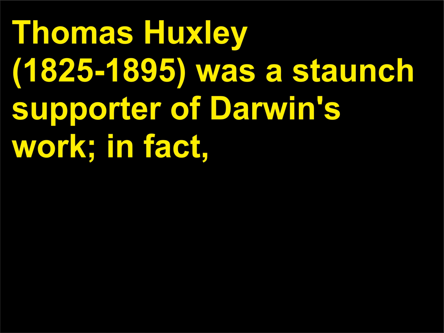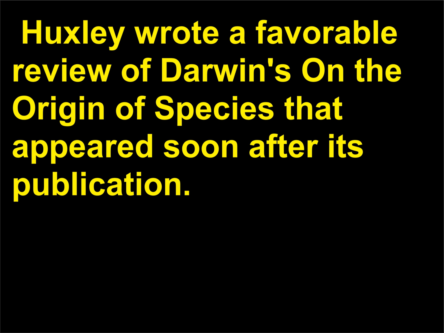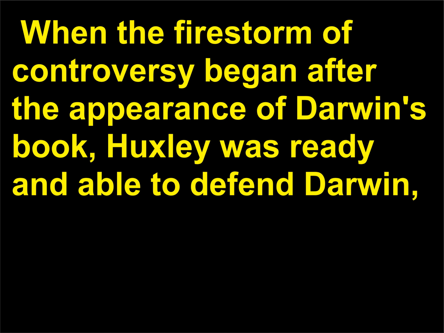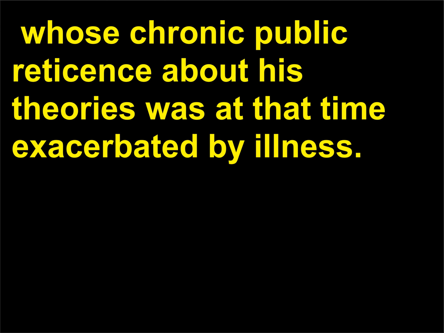Thomas Huxley, 1825–1895, was a staunch supporter of Darwin's work. In fact, Huxley wrote a favorable review of Darwin's On the Origin of Species that appeared soon after its publication. When the firestorm of controversy began after the appearance of Darwin's book, Huxley was ready and able to defend Darwin, whose chronic public reticence about his theories was at that time exacerbated by illness.